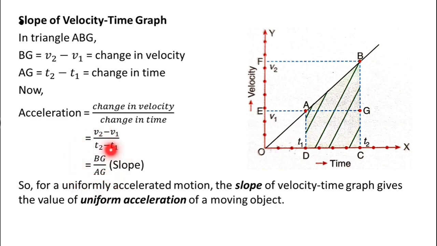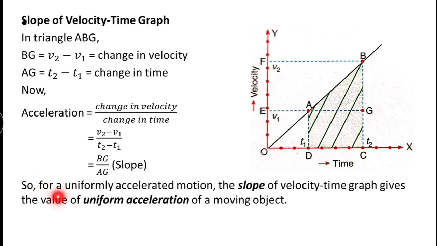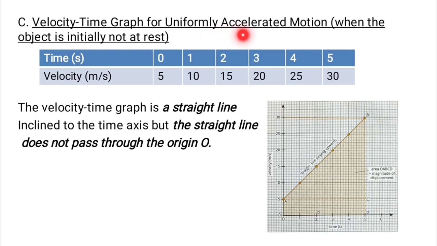Now the term BG upon AG is known as the slope of the velocity time graph. Hence we conclude that for a uniformly accelerated motion, the slope of velocity time graph gives the value of uniform acceleration of a moving object. Velocity time graph for uniformly accelerated motion when the object is initially not at rest.